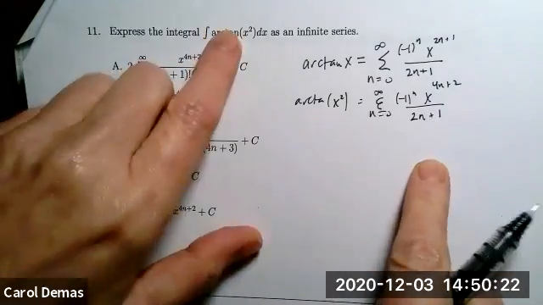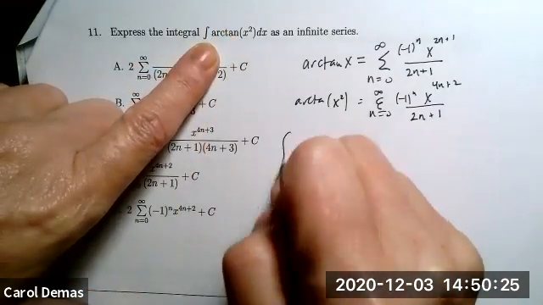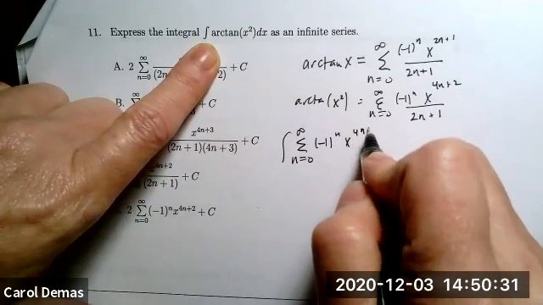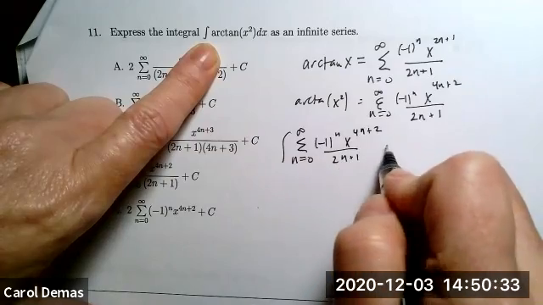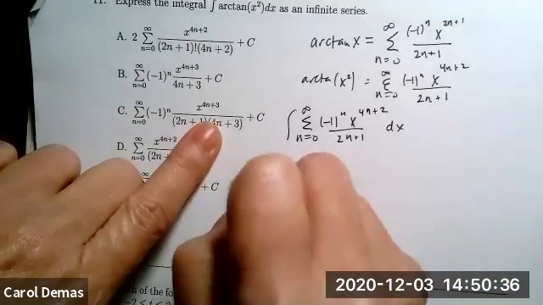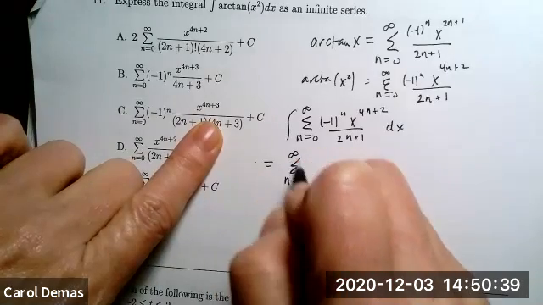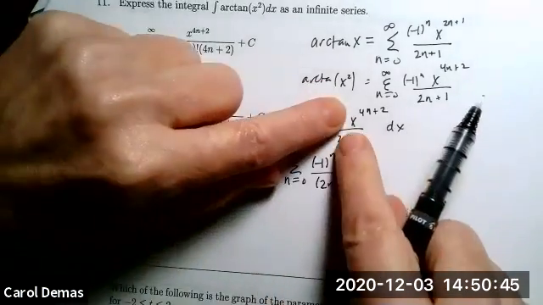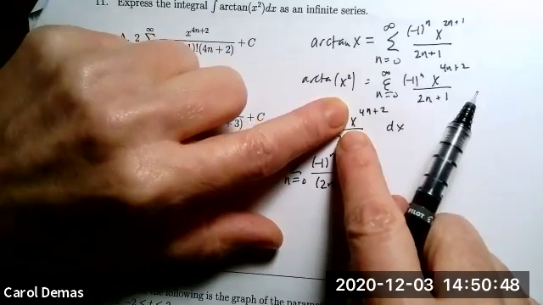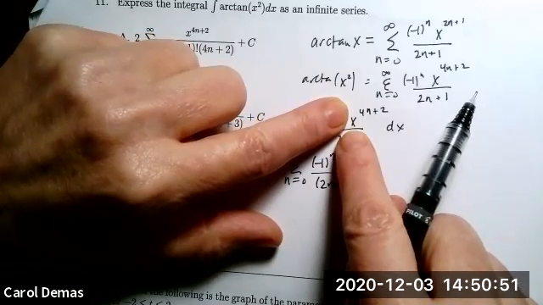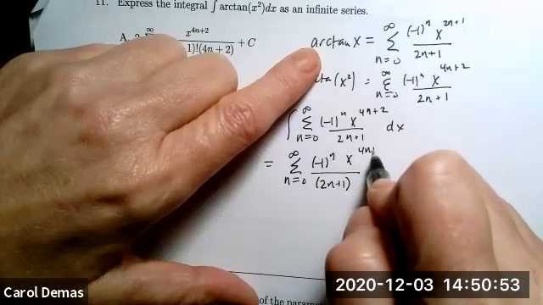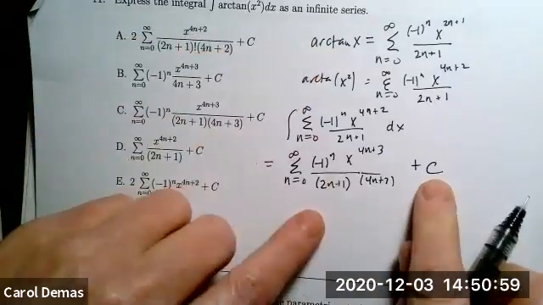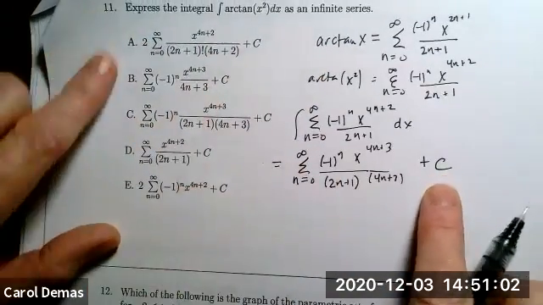All right. Now we want to integrate that. When we integrate that, we're going to still have the summation. We're going to still have -1 to the n. We're still having 2n plus 1 in the bottom. But what happens to the x to the 4n plus 2? That's going to shift up 1 unit, 4n plus 3, and then we're going to divide by 4n plus 3. And we also pick up a constant of integration. Now, does anybody see that in one of our answer choices?